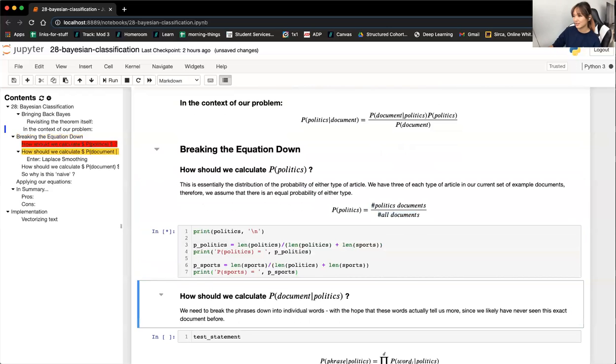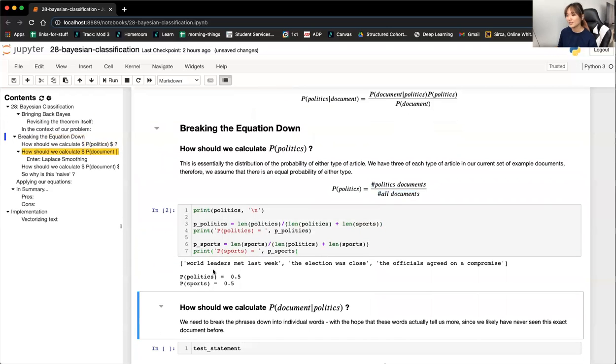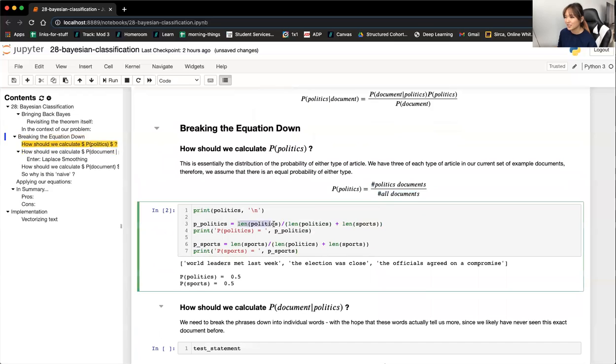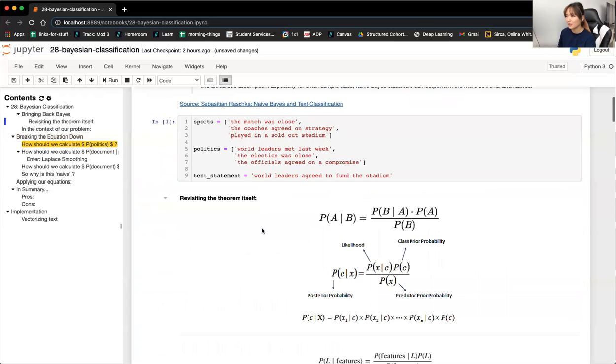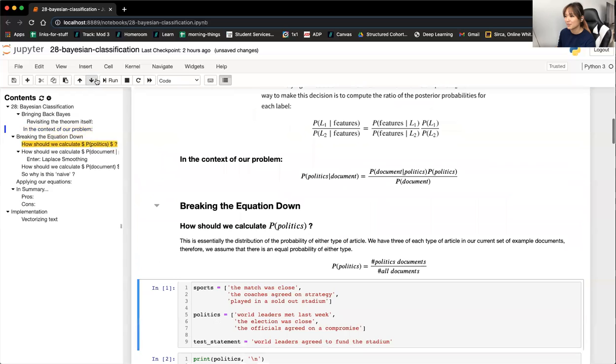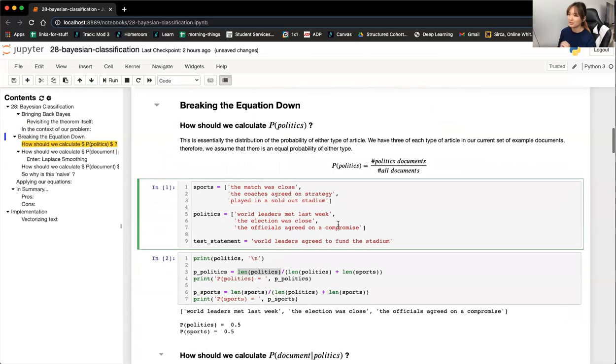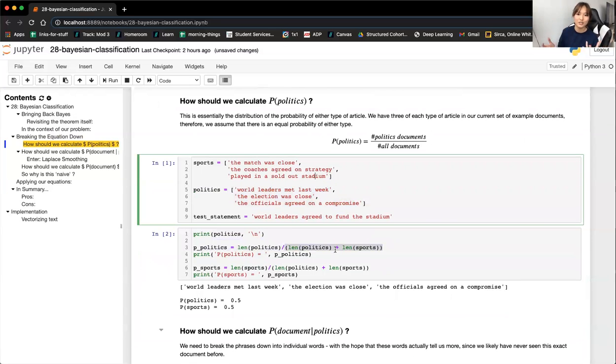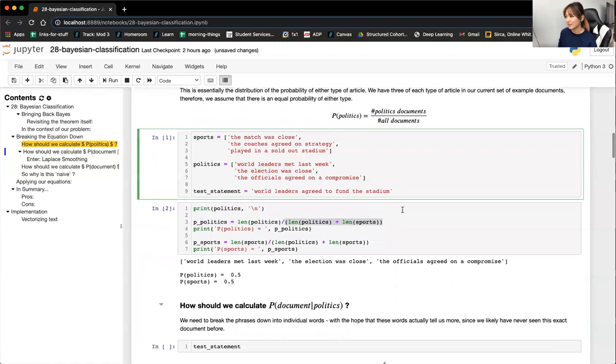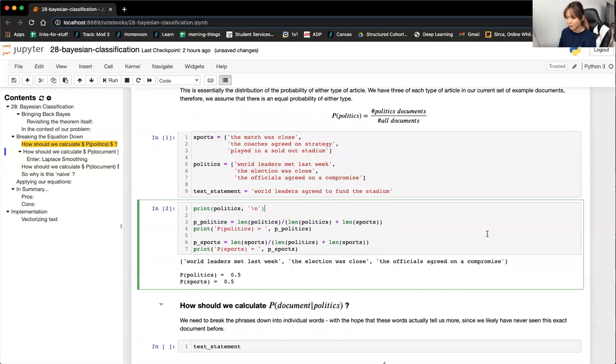Here you can see I did the same thing for both politics and sports. Here we're taking just the length of those lists. Let me move this down so we can see it more clearly. There we go. This is our training data pretty much. Length of politics divided by the length of both politics and sports. It's just the proportion of all your training data that is either politics or sports. Cool. All right, I think that one is more straightforward.